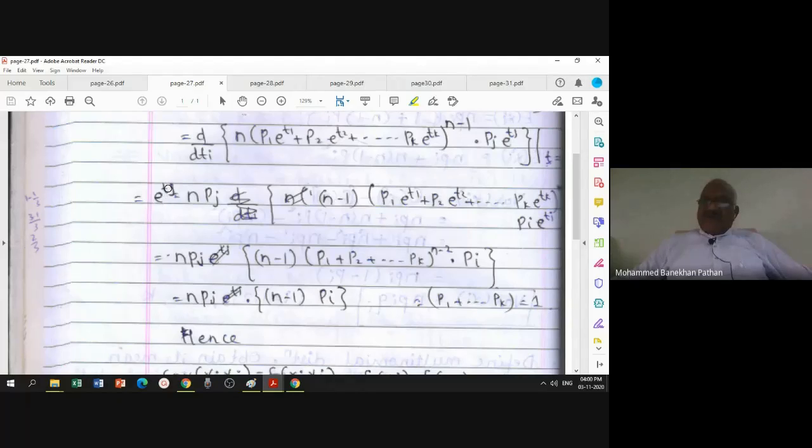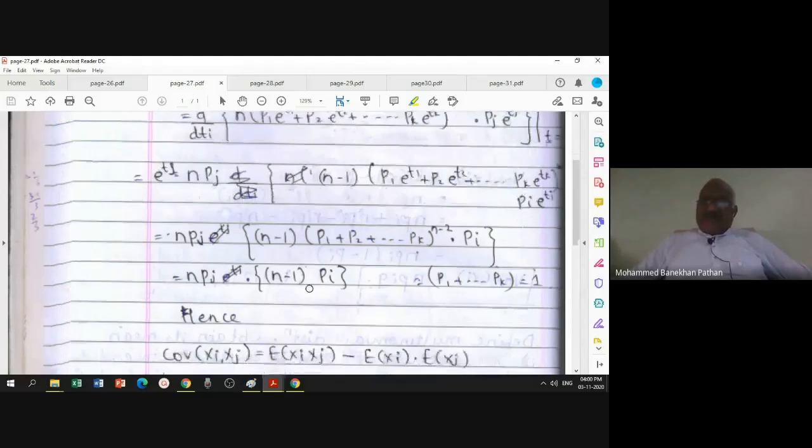So e to the power 0 is 1. So you drop this term. n multiply pj, n minus 1. When I put t as 0 everywhere, this becomes 1, this becomes 1, this becomes 1. So you get (p1 plus p2 plus dot dot plus pk) to the power n minus 2, pi as it is, and e to the power t is 0, so this becomes 1.